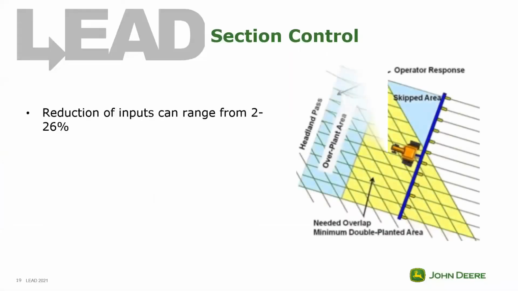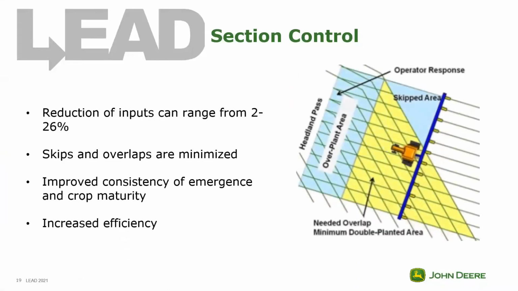Section control improves placement of inputs and reduces product overlap. In doing this, total amounts of product are decreased and input costs are reduced. An increase in yields can even be seen as the crop competition can be decreased in areas where overlap may have occurred. There is a large opportunity to improve ROI with implementation of section control. Fieldsmart agronomists can help you to determine how much improvement can be made on your farm.